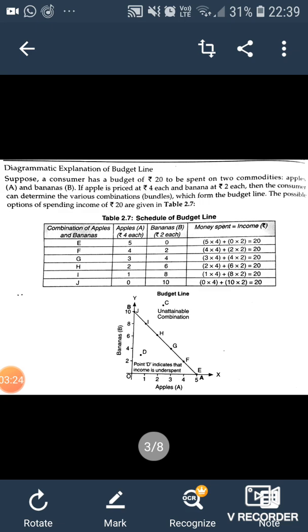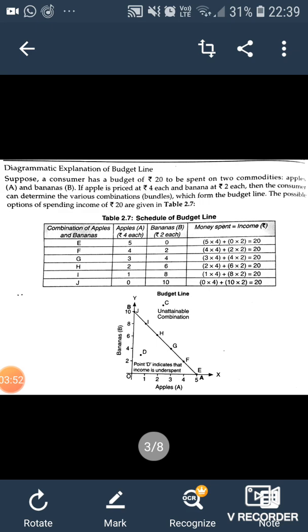Okay. Next is I combination, where one apple is purchased by the consumer for rupees 4. He is left with 16 rupees. With 16 rupees he can buy 8 bananas. Okay. So we are now towards point J where he is not buying any apples. If he spends the entire amount on bananas, how many bananas will he purchase? 10 bananas.